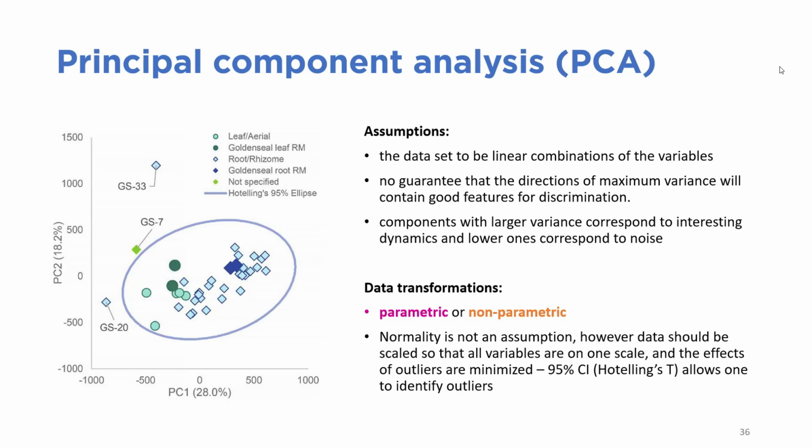And you can use what's called the Hotelling's t-test to determine what the 95% confidence interval is around your data. And if any of your data points fall outside of that confidence interval, you can identify those as outliers. So those are points in your data that have greater variation than the rest of your data set.